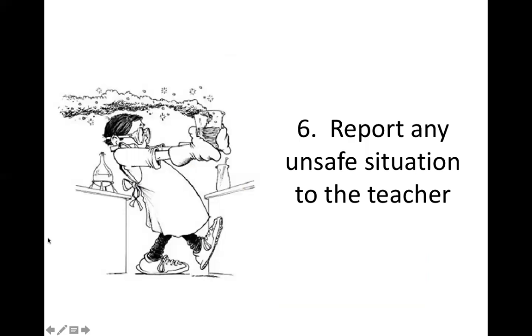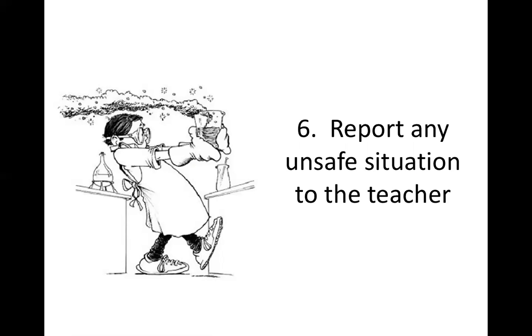Number 6, report any unsafe situation to the teacher. So sometimes there will be some signs that you think accidents can happen. For example, something smells like burning, and it's not a normal smell that should be inside the laboratory. When you enter the laboratory, it should not smell like it's burning. So you have to tell the teacher, teacher, I think something is burning, so that the teacher can check if the laboratory is safe for you to use.